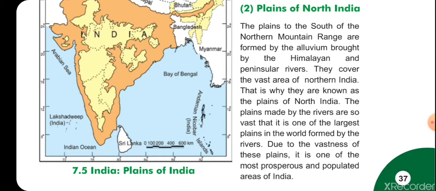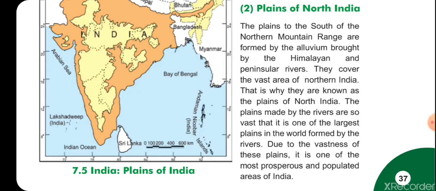The plains made by the rivers are so vast that it is one of the largest plains in the world formed by rivers. Due to the vastness of these plains, it is one of the most prosperous and populated areas of India. So they say that the northern plains are formed by the alluvium of various small and large rivers emerging from the Himalayas.